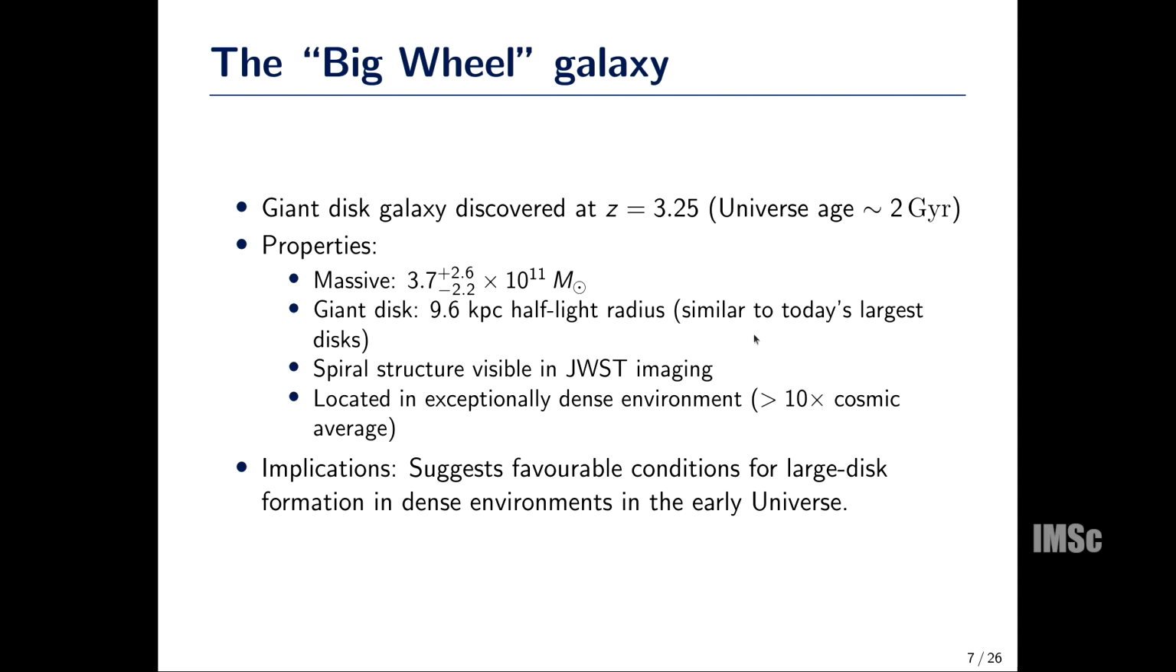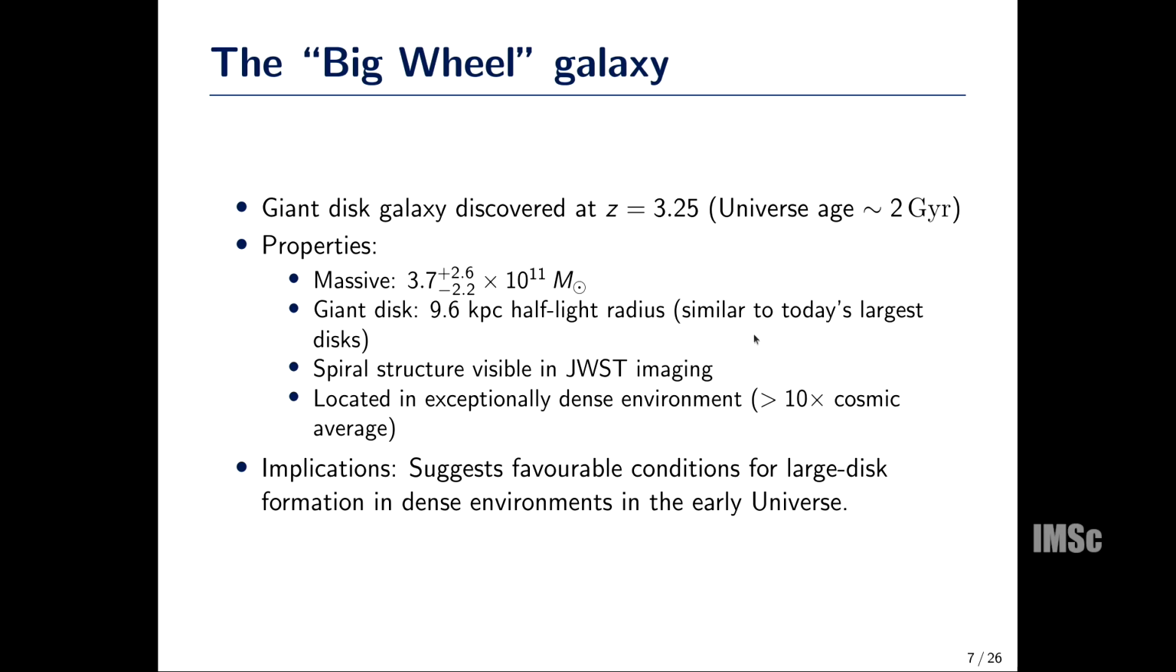gigayears old. As I said, stellar mass and size indicate Milky Way-like properties, very, very clear spiral structure. The only major difference between this galaxy and the Milky Way is that this galaxy, at that redshift, is forming stars at a rate about 30 times larger than the Milky Way, okay? So it's an exceptionally star-forming galaxy. It's also located in a fairly dense cosmic environment.